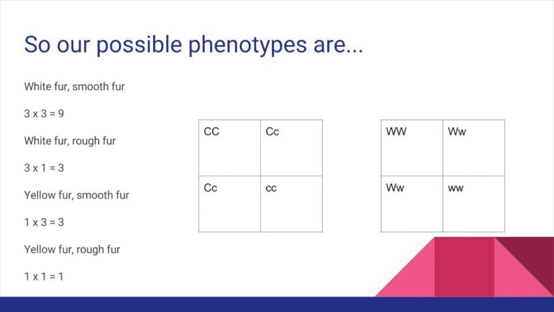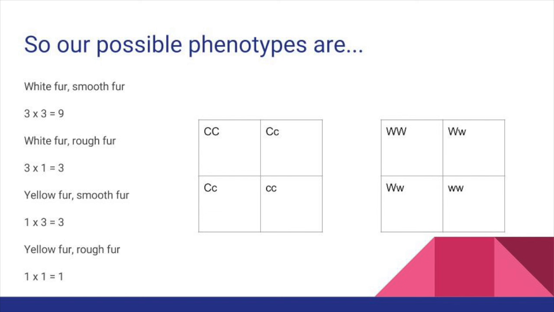So let me be more specific. Big C, little c, big C, little c, and big C all result in smooth fur. Big W, big W, big W, little w, and the other big W, little w all result in white fur. So I take those three from each Punnett square and multiply it, and I have 9. Now for white fur, I have 3 possibilities on the right Punnett square, and for rough fur, I only have 1. So 3 times 1 is 3.